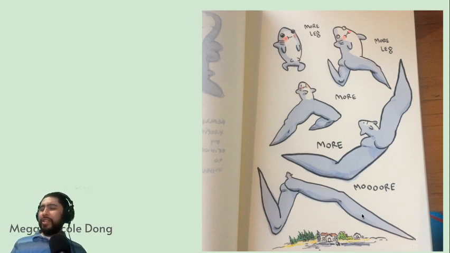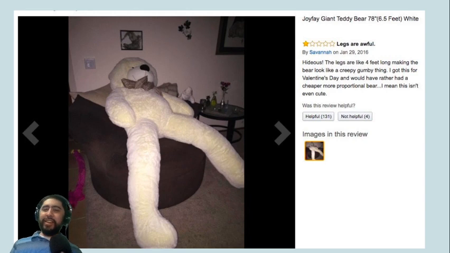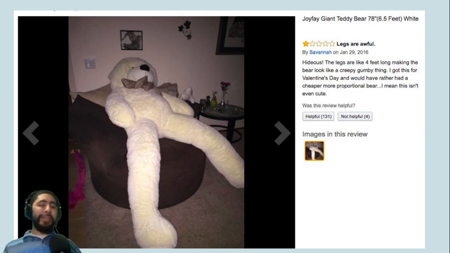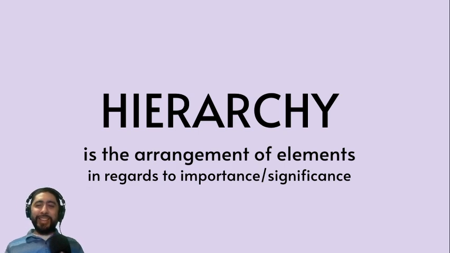Yeah, that completely changes things, such as this bear. This person says they really don't like the legs. They're really creepy. If you have a bear with smaller legs it's fine, but having really long legs is very bizarre. So hierarchy is an arrangement of elements according to importance or significance.